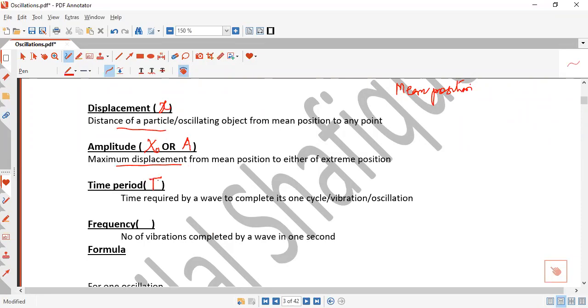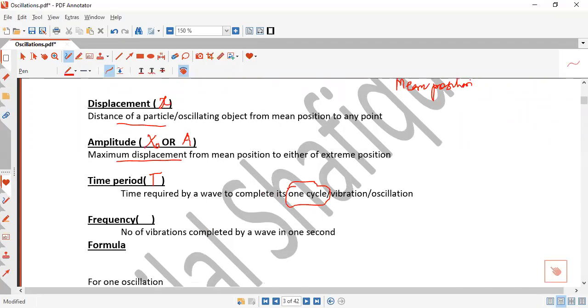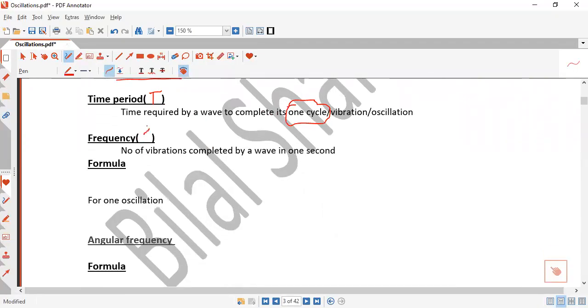Time period is represented by capital T. It is the time to complete one oscillation. So you already know about it. Frequency, students, is the number of oscillations per unit time, and its formula is what? N divided by time. For one oscillation, what happens? N is 1, so t becomes the time period. So the formula becomes f equals 1 by capital T. Which is also correct, right?